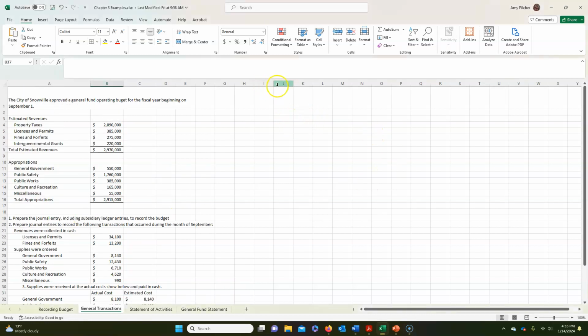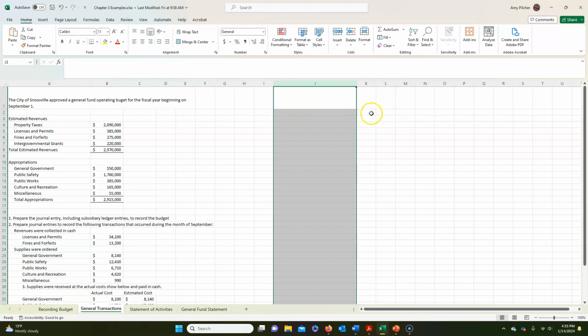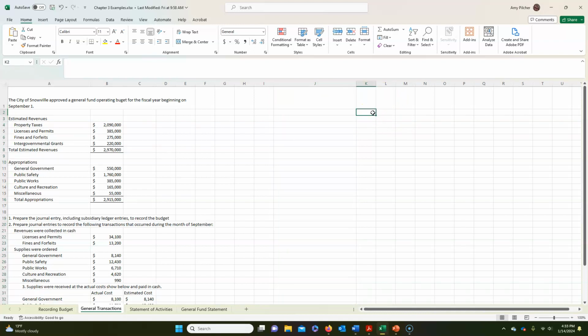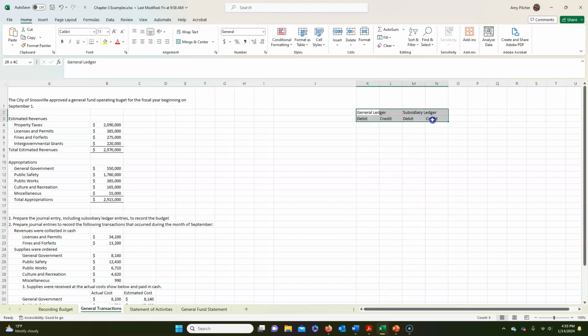So let's look at that over here. I'm going to make this a little bit bigger so we can write town names. And then we're going to have the general ledger, the subsidiary ledger, and then we're going to have our debit and credit, debit and credit. Now we have our accounts, and I'm just going to do some formatting here. Center.